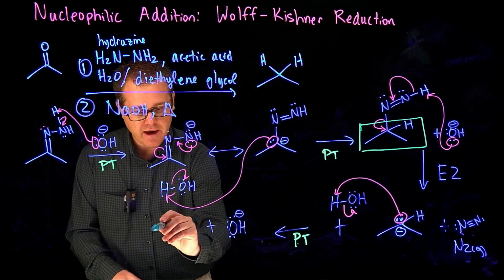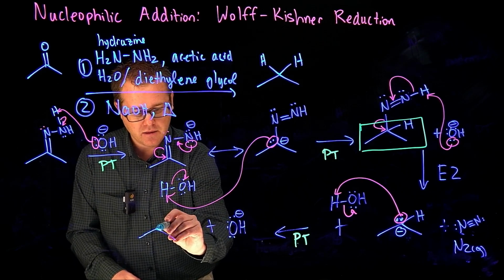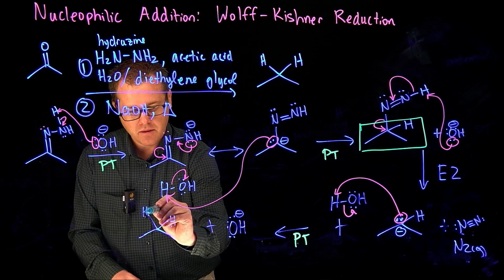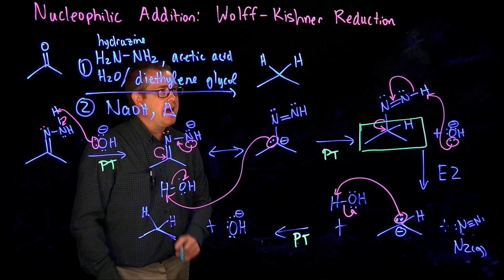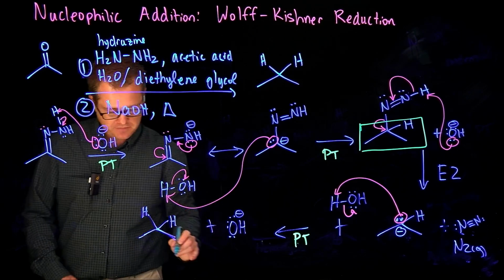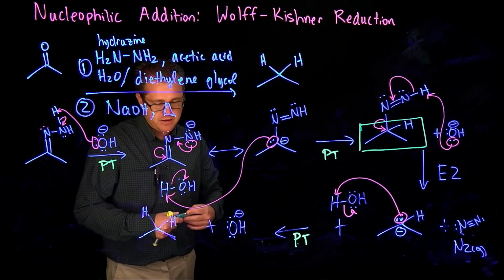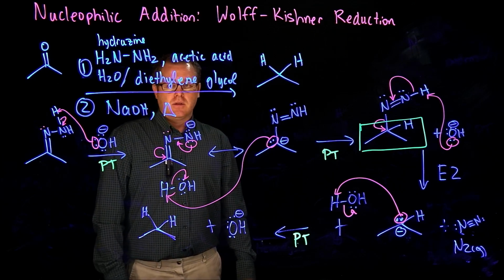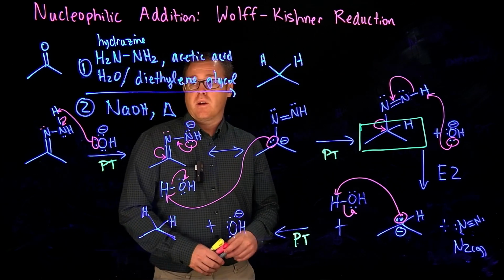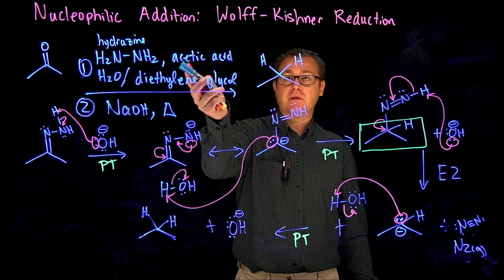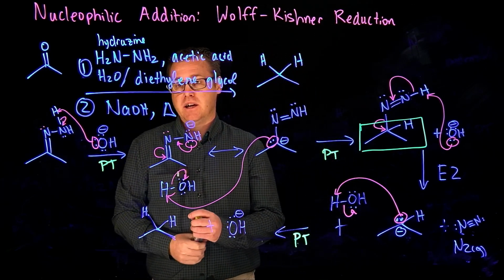And we would generate our alkane. Like that. Isn't that pretty slick? Pretty cool stuff. So that's the mechanism for converting a ketone or an aldehyde into an alkane using the Wolff-Kishner reduction.